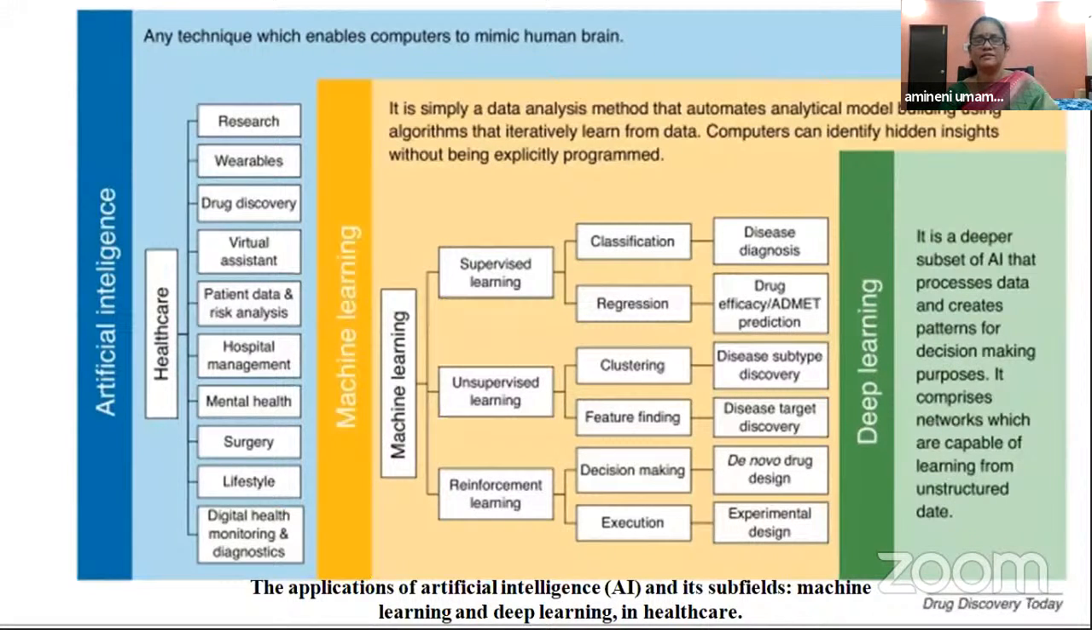Feature finding means we have enormous data. From that data, we can identify drug targets. It is also unstructured data, so we can do this using deep learning algorithms.